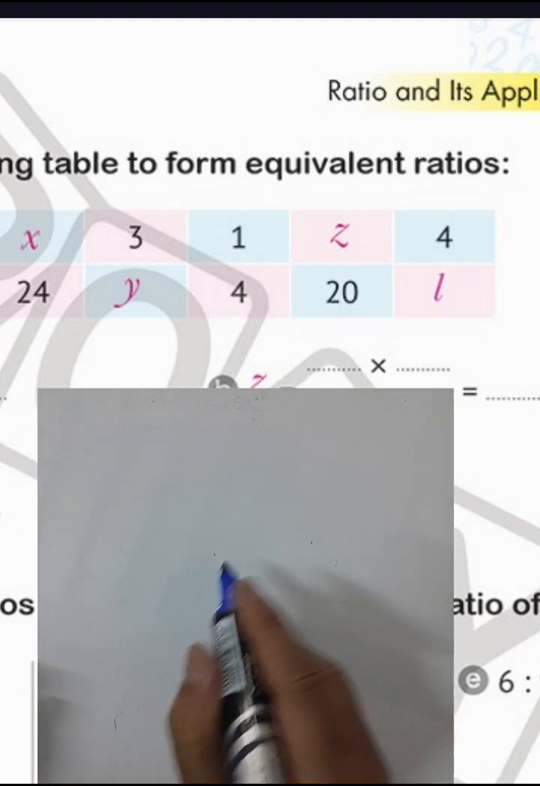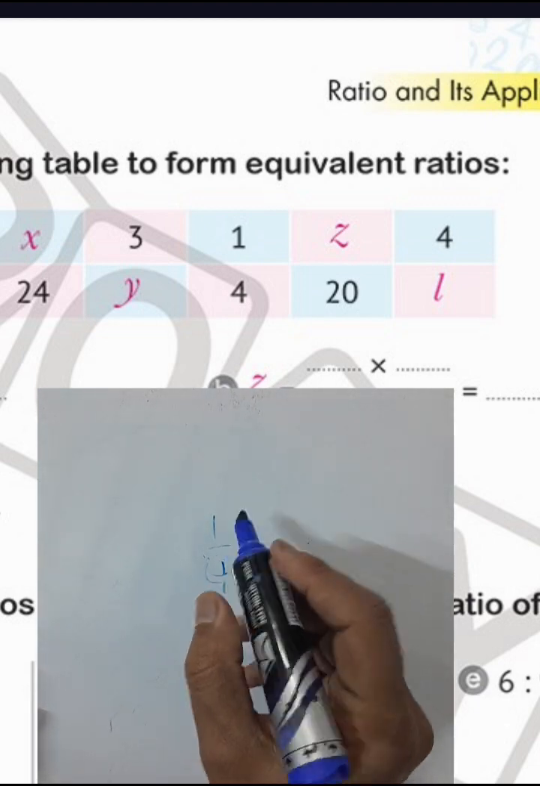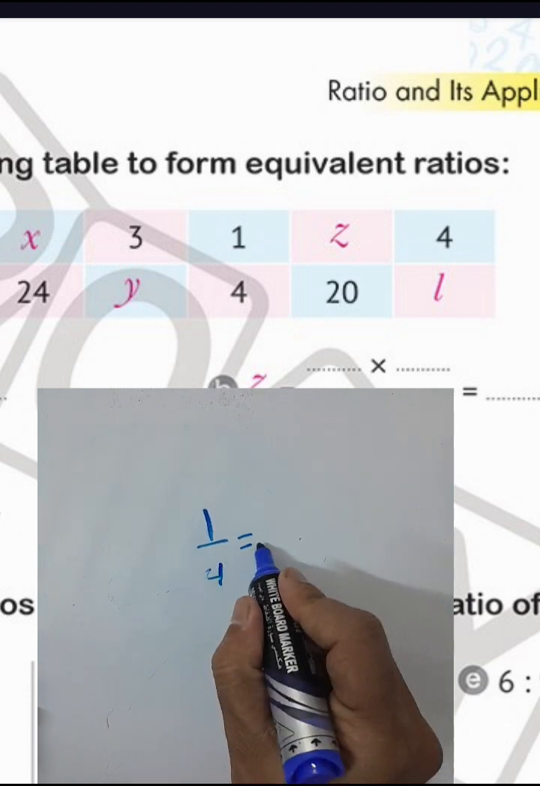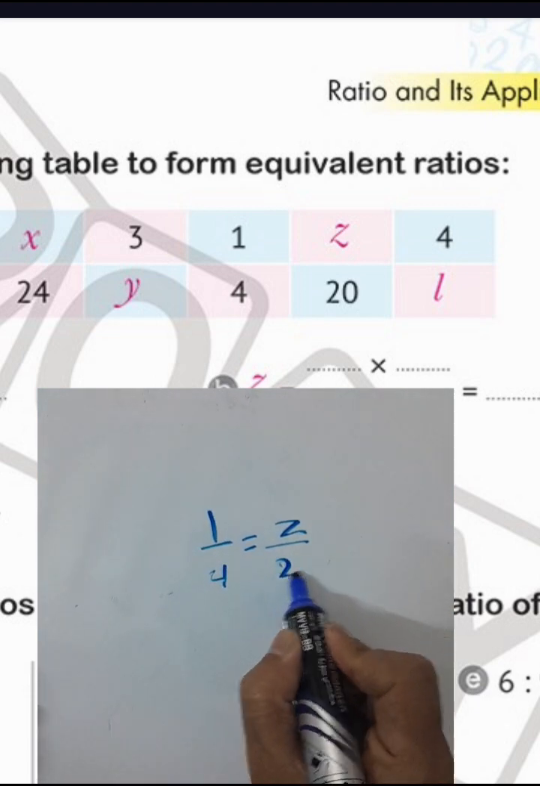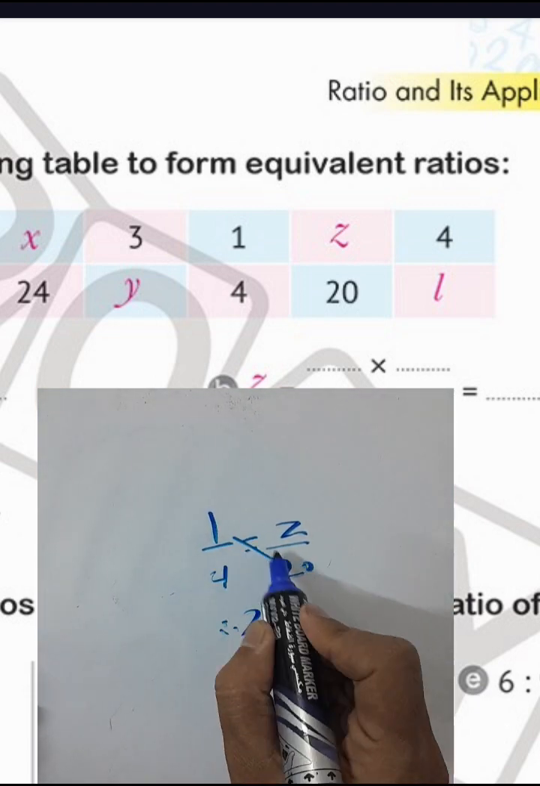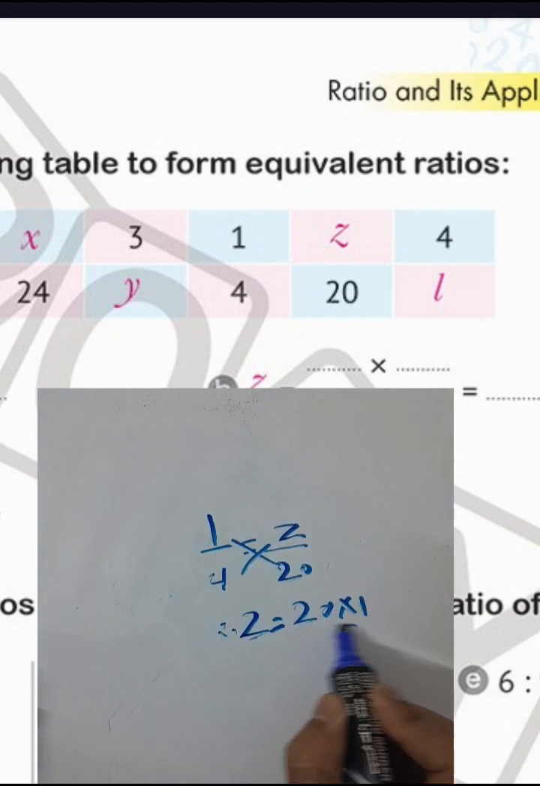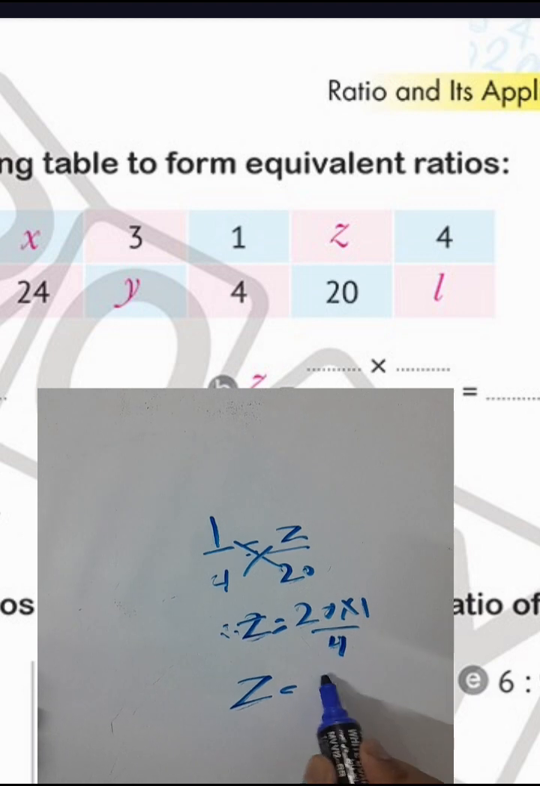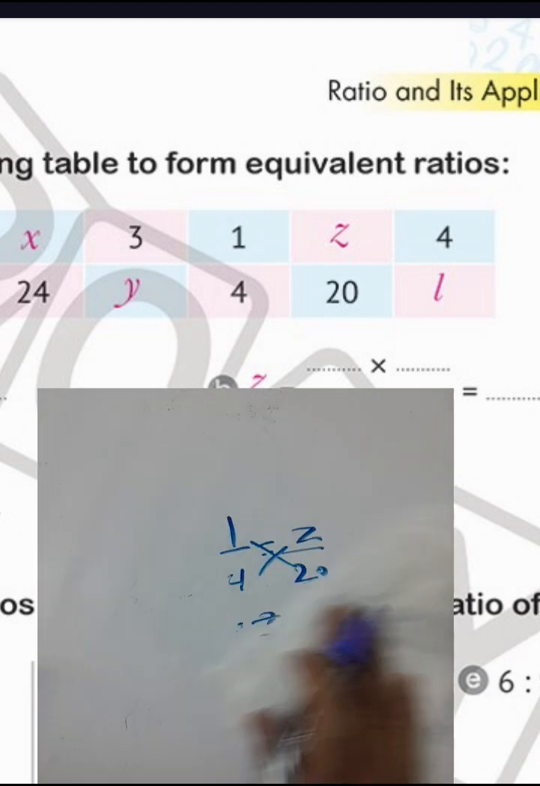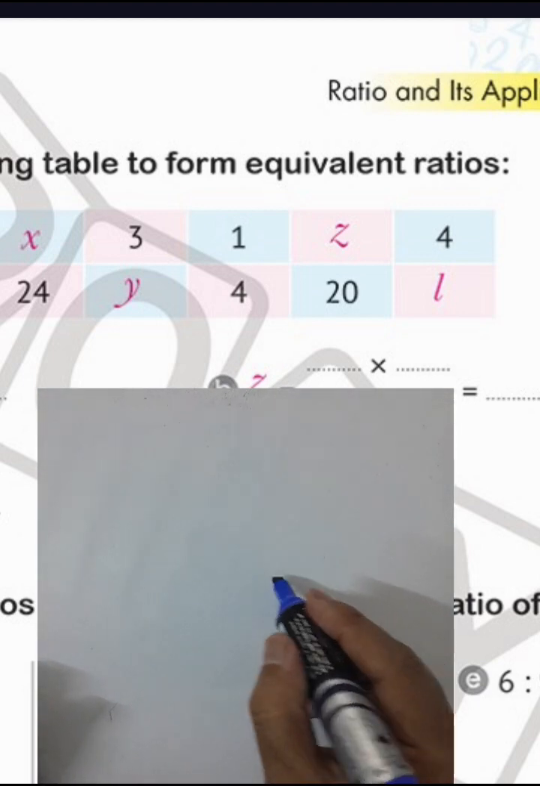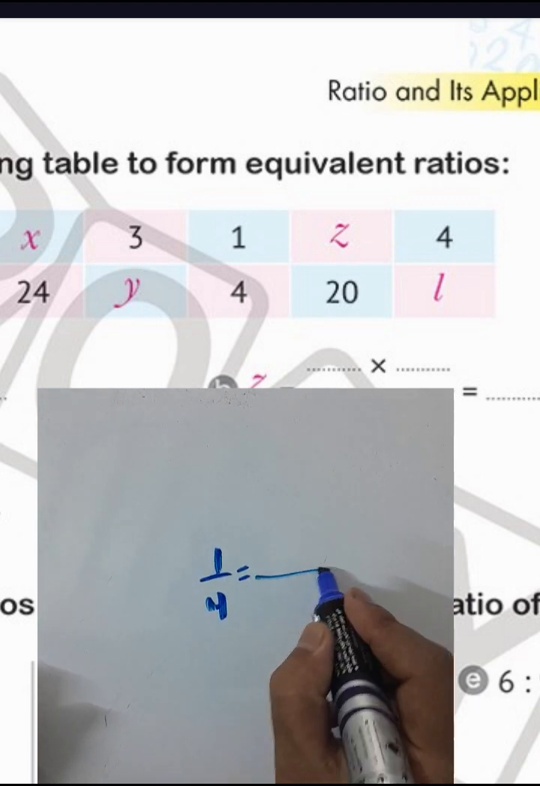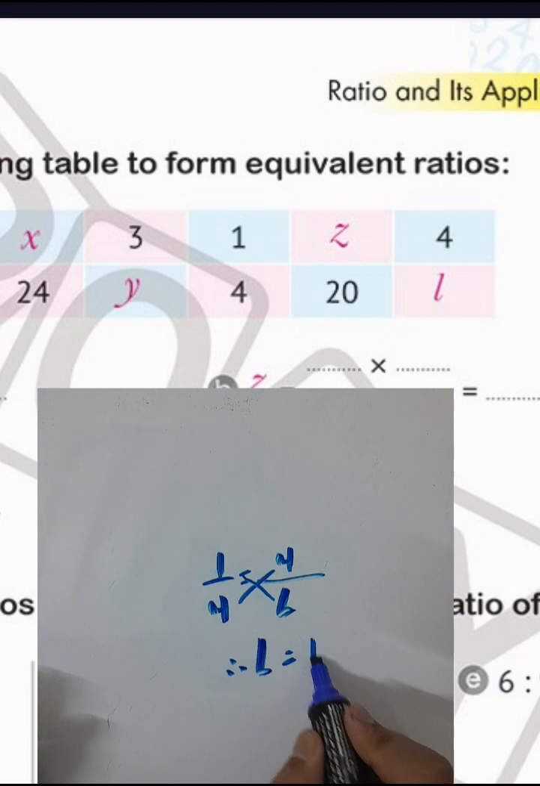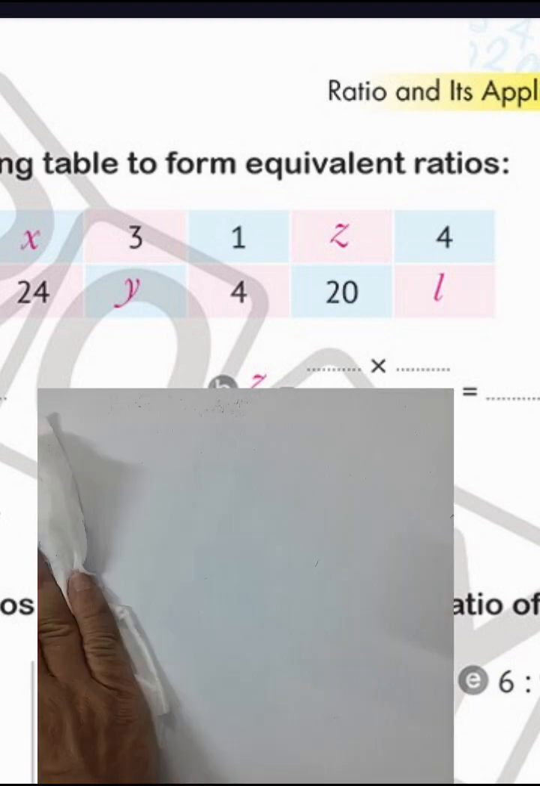How can we find z? We can find the ratio 1 over 4 equivalent to z over 20, then the value of z will be 20 times 1 over 4. The value of z is 20 divided by 4, which will be 5, and z here will be 5. What about L? We have 1 over 4 again equal to 4 over L, then L will be 4 times 4, which will be 16. 16 over 1 will be 16.